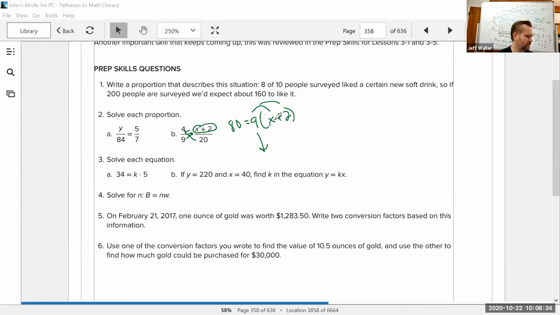The next section is going to deal with something called direct and inverse variation. That sounds painful. Somehow it's going to involve some of these ratio problems.